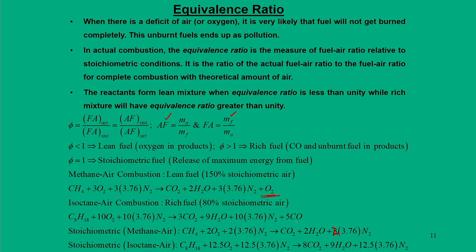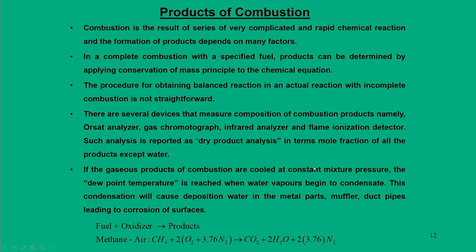here we have carbon monoxide as well, as well as unburnt fuel that remains, if the fuel did not get a sufficient quantity of air. An ideal situation would be phi equal to 1, which refers to a stoichiometric fuel mixture, which means in this situation we will have release of maximum energy from the fuel.